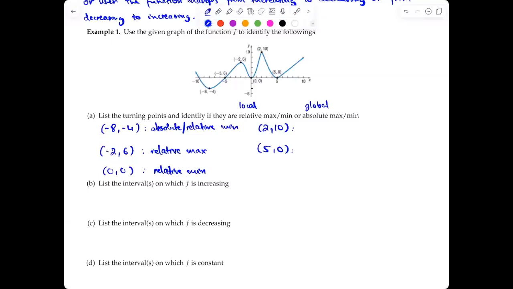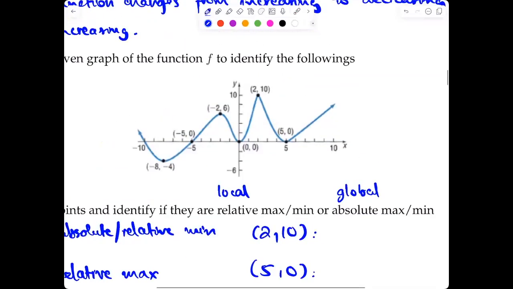So you have to be careful when you look at the graph. So you have the arrows at the end. So that means it's going to go up to positive infinity. So there's no absolute maximum. You with me on that? You okay with that?